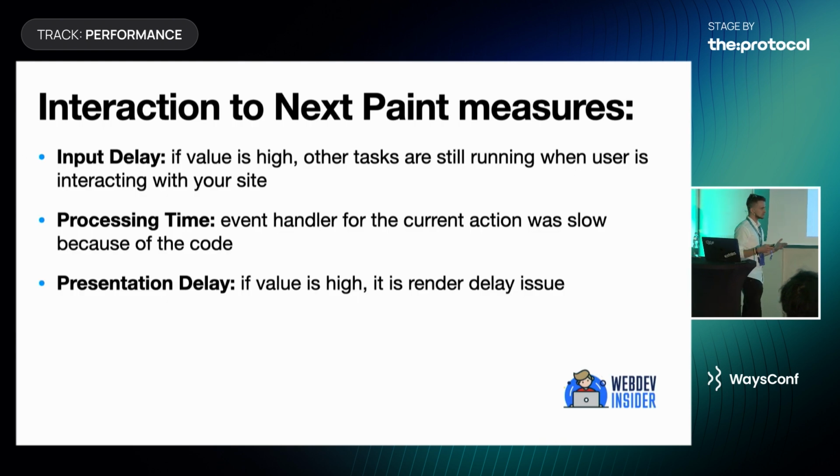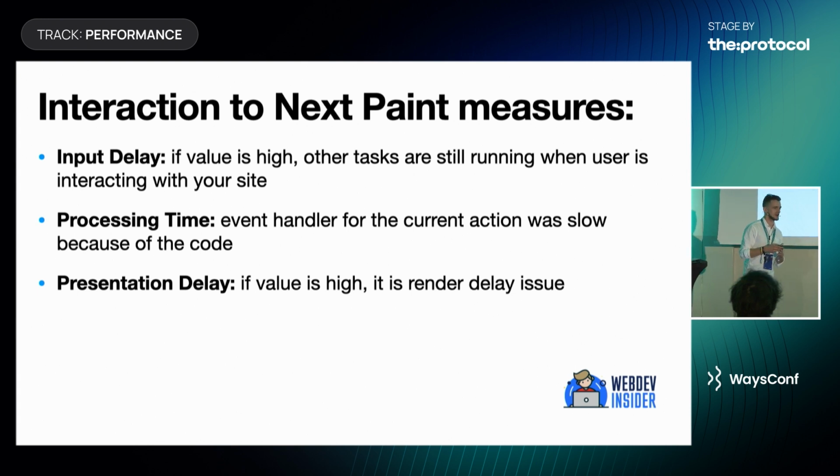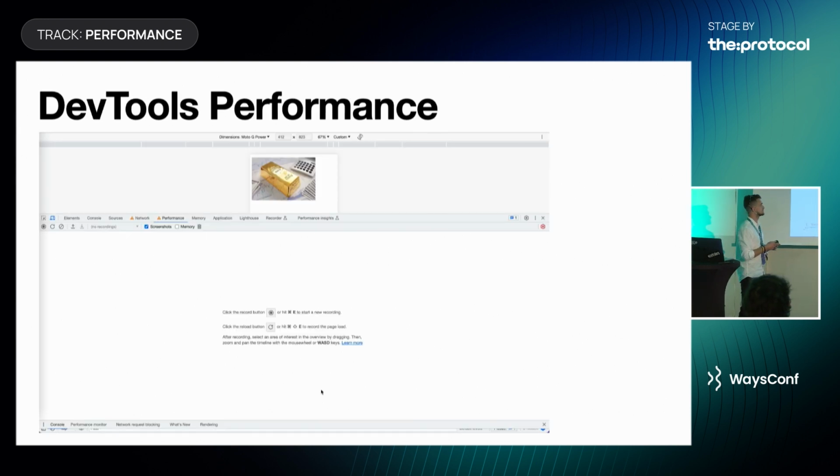The INP score consists of three things. The first one is the input delay. Basically, if that value is high, it means that other tasks are still running. If you load a website and you start interacting with the site immediately, while some JavaScript is still loading and executing in the background, that particular metric can be affected. Processing time means that something is wrong with our JavaScript code in most cases. And when it comes to the presentation delay, if that value is high, it is just a rendering issue.